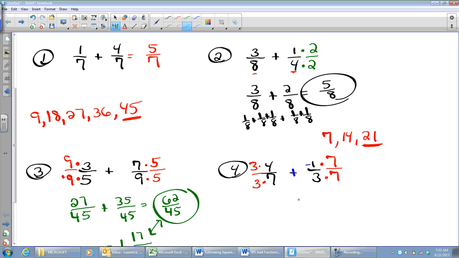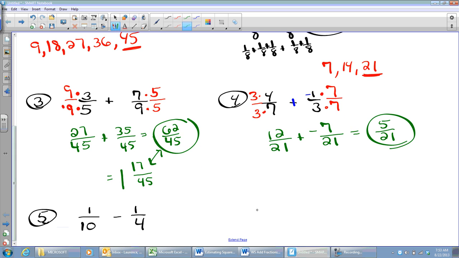And I will get 3 times 4, which is 12 21sts. And I want to take away 7 21sts. Well, 12 minus 7 is, so I have a middle blank, it's 5, of course, 5 21sts. Okay, there you go. See how simple fractions are? This is really easy stuff.